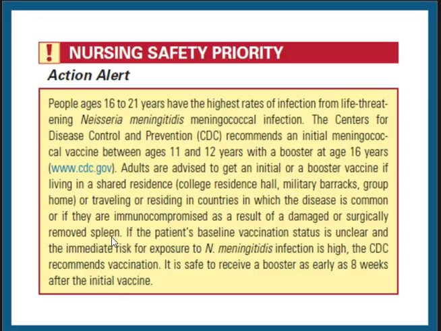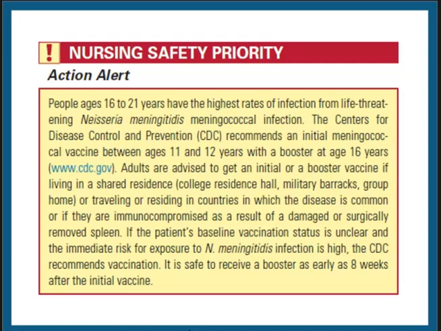They should also get vaccinated if they're immunocompromised, or if they don't have a spleen, because that makes them immunocompromised. If the patient's baseline vaccination status is unclear, we can still vaccinate them. The CDC recommends vaccination. It is safe to receive a booster as early as 8 weeks after that initial vaccination.